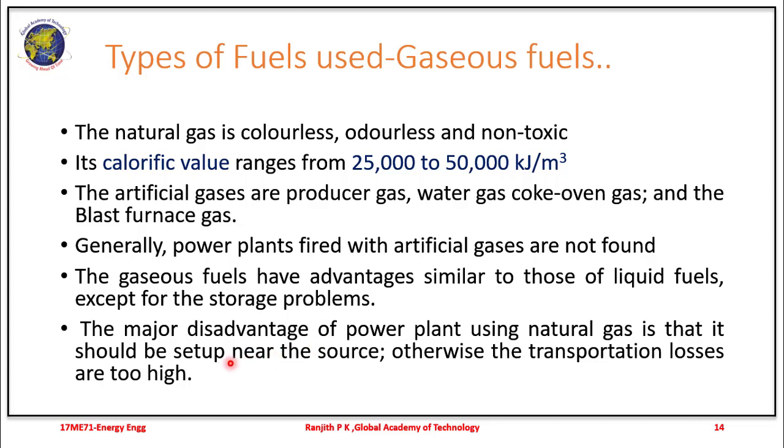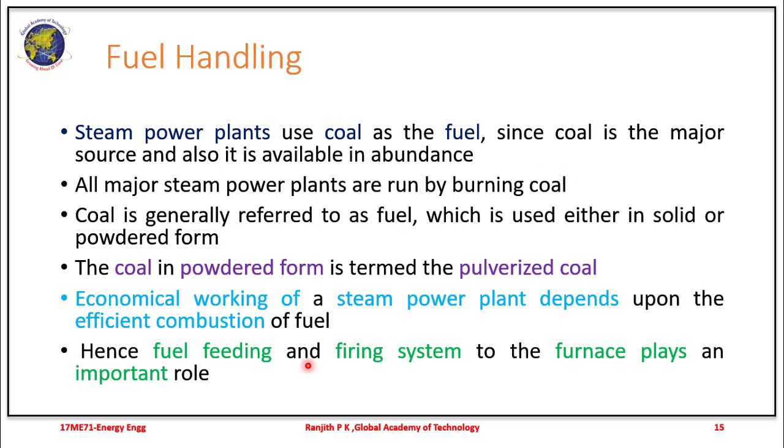However, the major deterrent for a power plant using natural gas is the availability of the natural gas, and it is desired that the power plant be set up near the source. Otherwise, the transportation losses or the transportation cost would be very high, and hence we don't get to see many gaseous fuel based power plants.